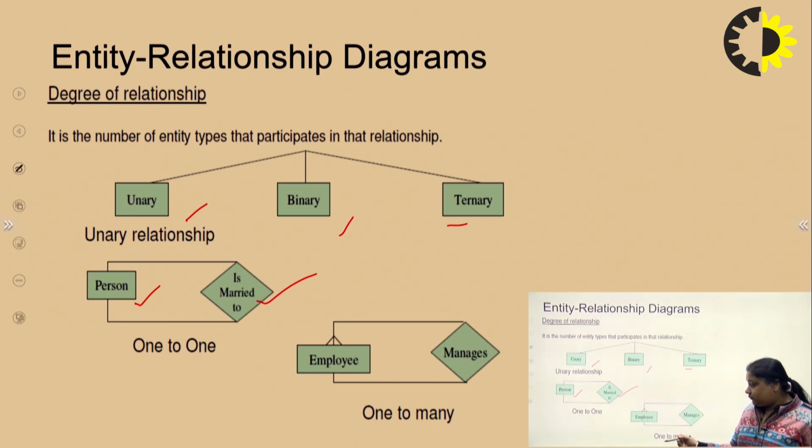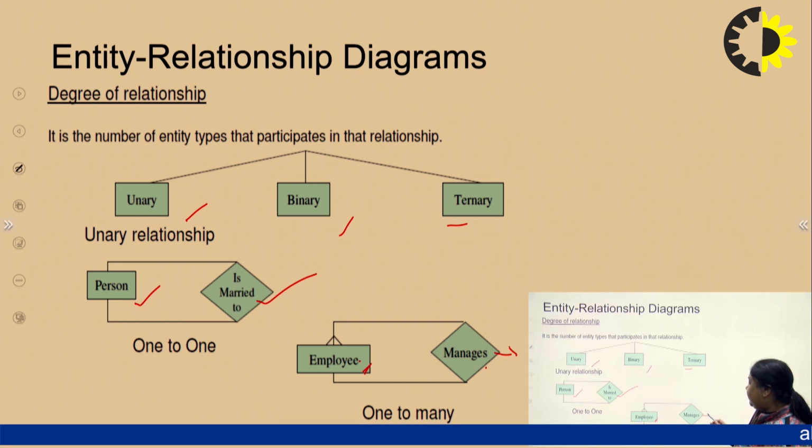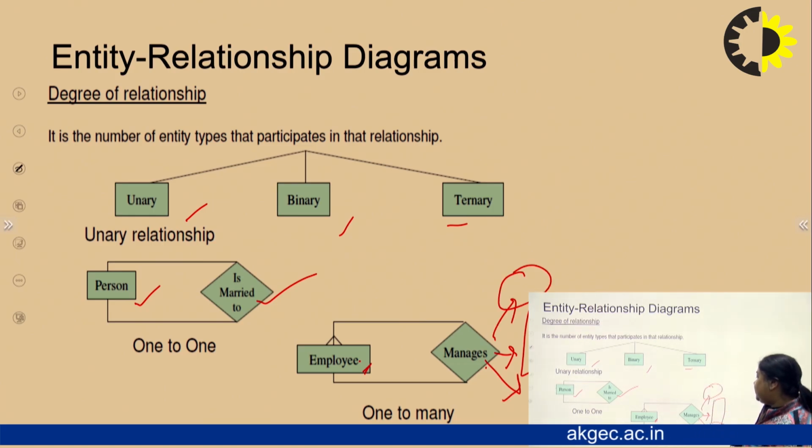Now an employee manages, this is the employee, maybe, and he is connected with many roles that he has performed in some organization. So he manages this also, he manages this also. So these are all the roles. So this is a one-to-many relationship.